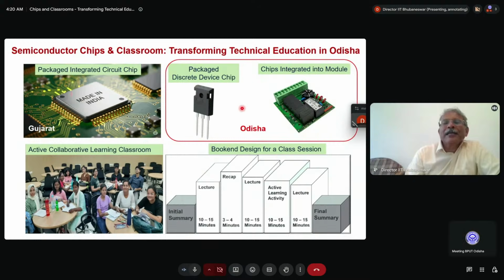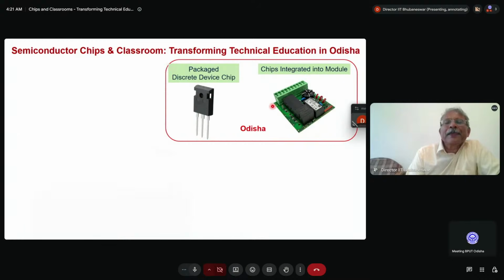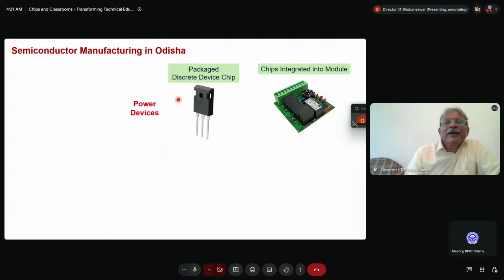So let us now focus on Odisha. Odisha is concentrating on these aspects. So what are these? These are power devices. Okay.